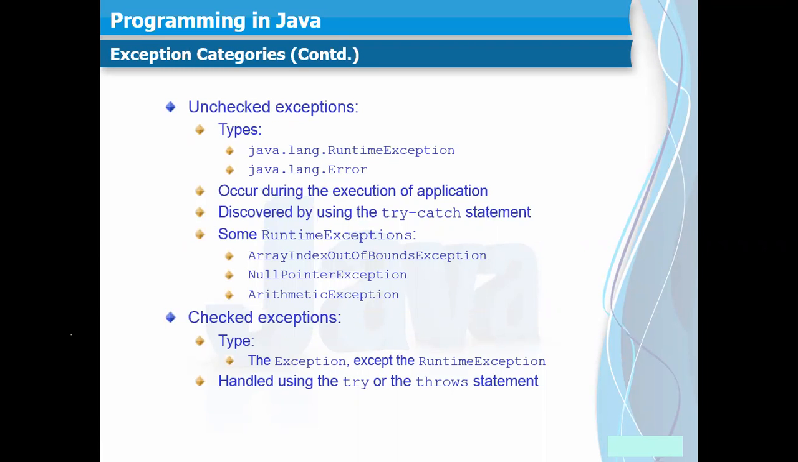So what are the types in the unchecked exception? One is java.lang.RuntimeException, another is java.lang.Error. These all belong to the unchecked exception. So this exception is handled through the try and catch block. Unchecked exception is handled by the try and catch block.